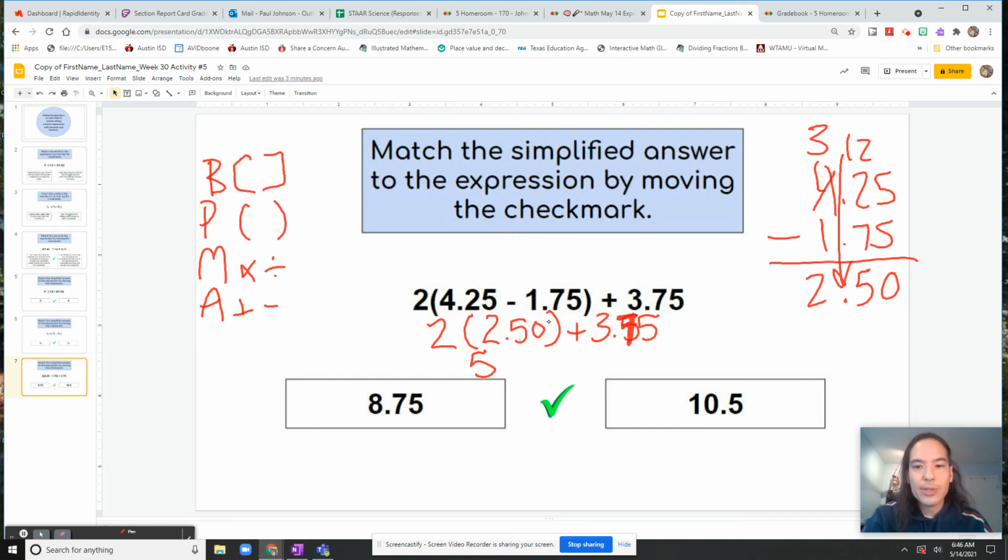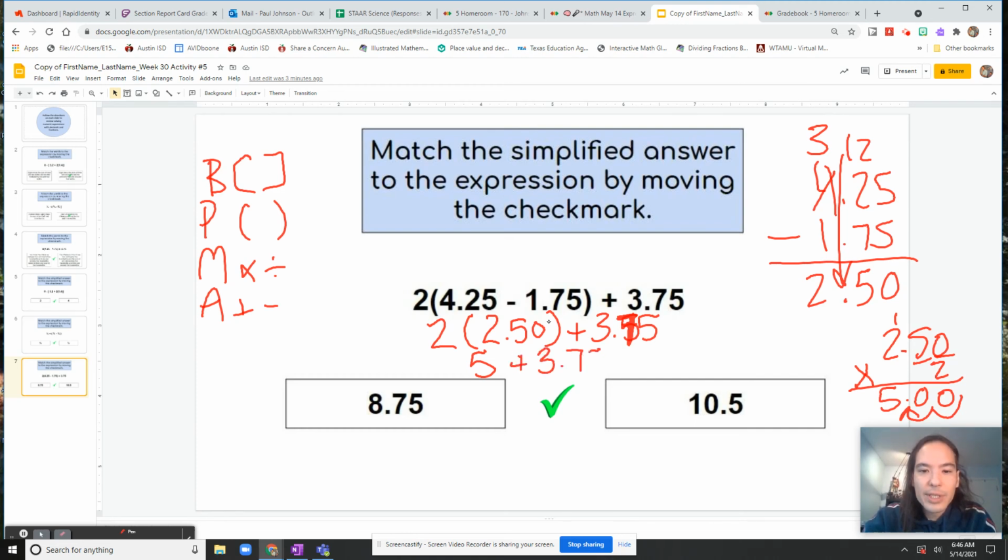So 2 times 2 and 50 hundredths is 5. 2 times 0 is 0. 2 times 5 is 10. 2 times 2 is 4 plus 1 is 5. 2 decimal places. And since the decimals are both zeros, I can take them off. So now I just have 5 plus 3.75.